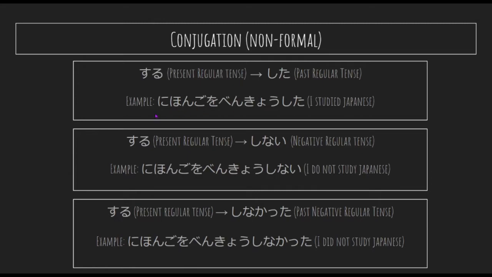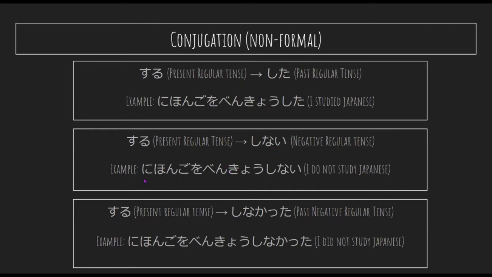So let's look at this example here. Nihongo wo benkyō shita. I studied Japanese. Not really anything special here. Pretty simple sentence. So let's move on to the next one. Next is the negative tense. Again here, su turns into shi, and we add nai at the end, which is usually standard for negative regular tense.